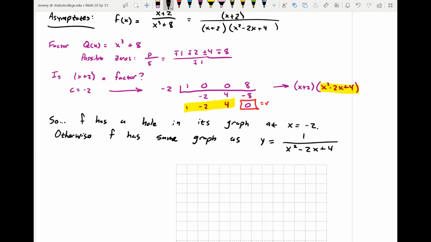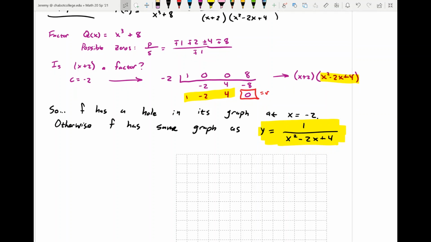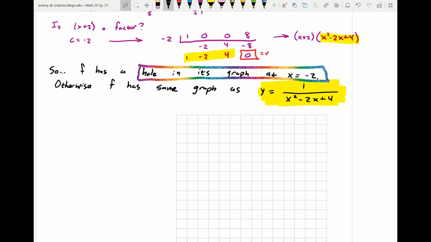So now I'm aware that I'm going to have a hole in the graph at x equals -2, but when I'm thinking about what my asymptotes are and all that, I'm really going to be thinking about this function. Okay, so I've got a hole here. Maybe I'll put a box around this. So we've got a hole in the graph at x equals -2. But otherwise, it's going to look like this function here.